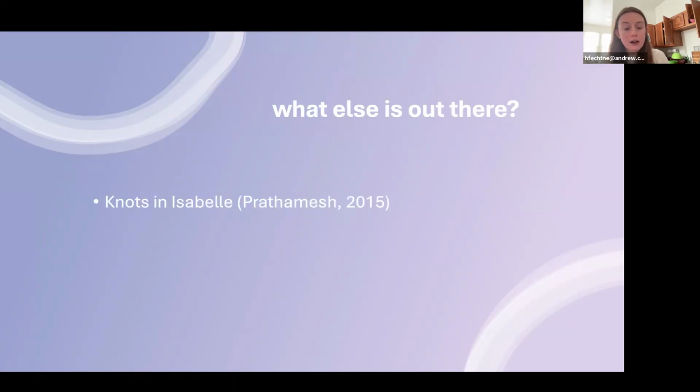A subset of knot theory was formalized in Isabelle by Prathamesh in 2015. Unfortunately, that wasn't super helpful for me, because knots are an embedding of the circle in S3. Really, you can think of it as a closed loop twisted around. They use a different sort of math, a lot of invariants.